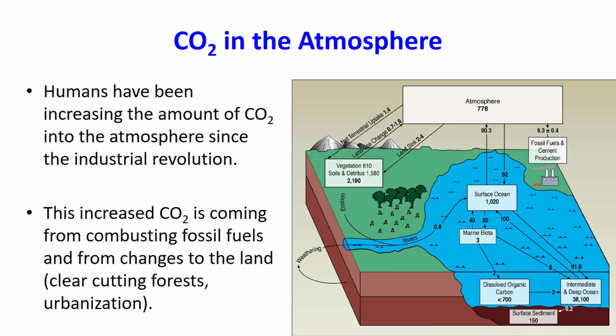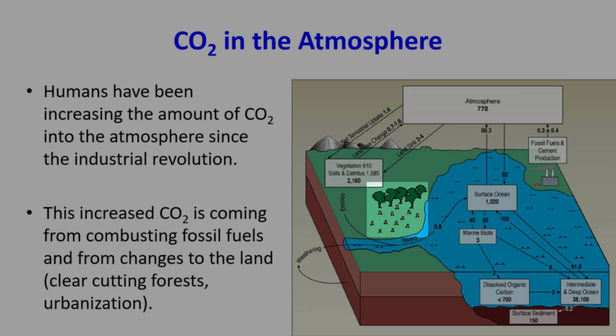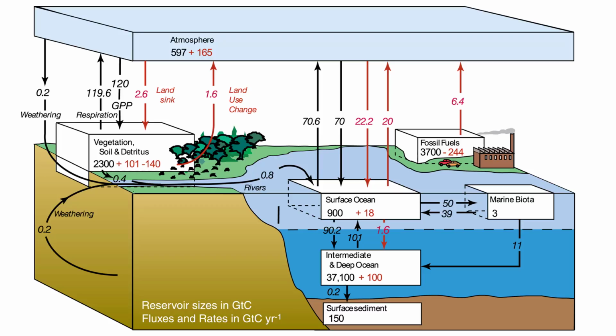Humans have been increasing the amount of carbon dioxide in the atmosphere ever since the Industrial Revolution, right? And this increase has been coming from burning fossil fuels, changes to the land, for example, cutting down forests, building roads and houses, and other things. Climate scientists pay very close attention to all these changes that humans are doing, and they're increasing the amount of carbon in the atmosphere. And they're paying very close attention to how much is going into each section: the geosphere, the hydrosphere, the biosphere, and of course, the atmosphere.